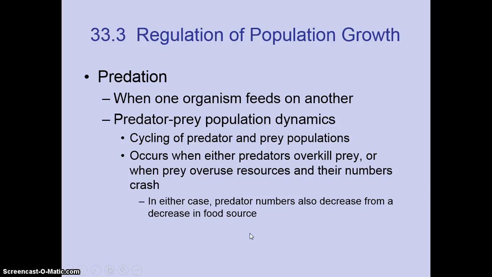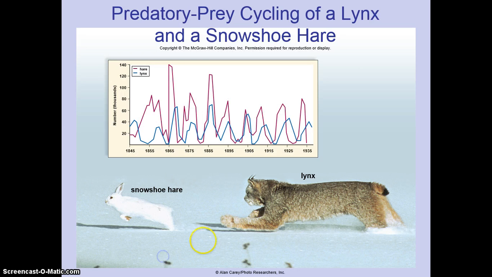Predation, or the predator-prey relationship, is when one organism feeds on another. Predator-prey population dynamics involve the cycling of the predator and prey populations, and occur when either predators overkill prey or when prey overuse resources and their numbers crash. In either case, predator numbers also decrease from a decrease in food source.